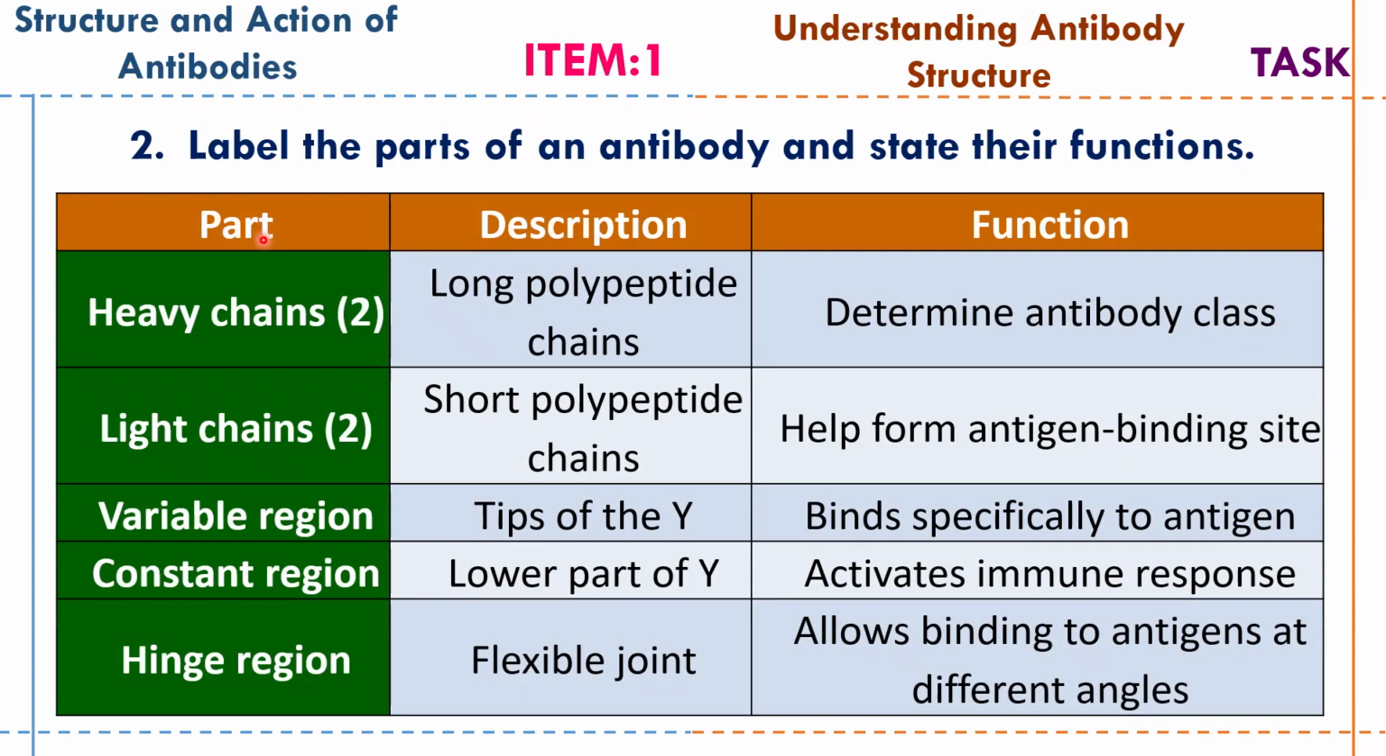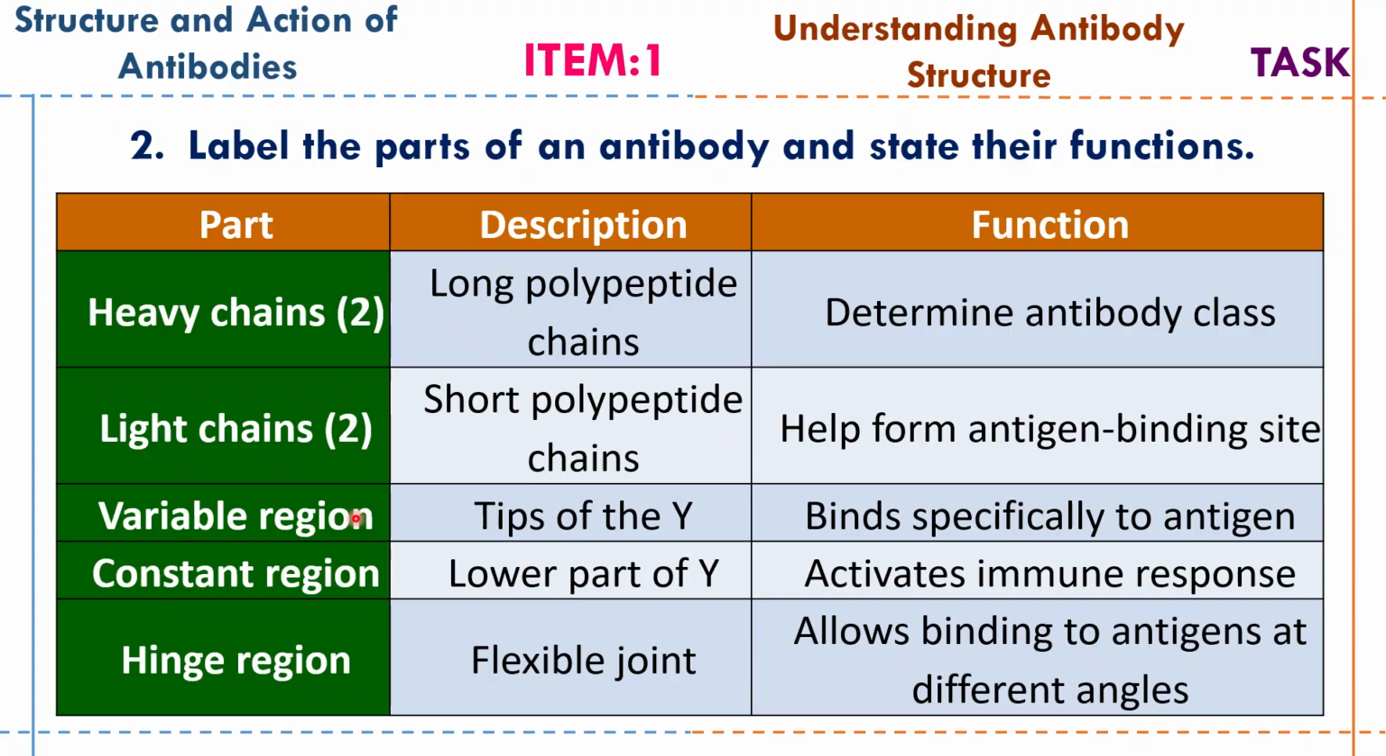We have the parts, description, and the function. There is the heavy chains, 2 heavy chains, long polypeptide chains. These determine the antibody class. Light chains, 2 of them. These are short polypeptide chains. These help form antigen binding sites.